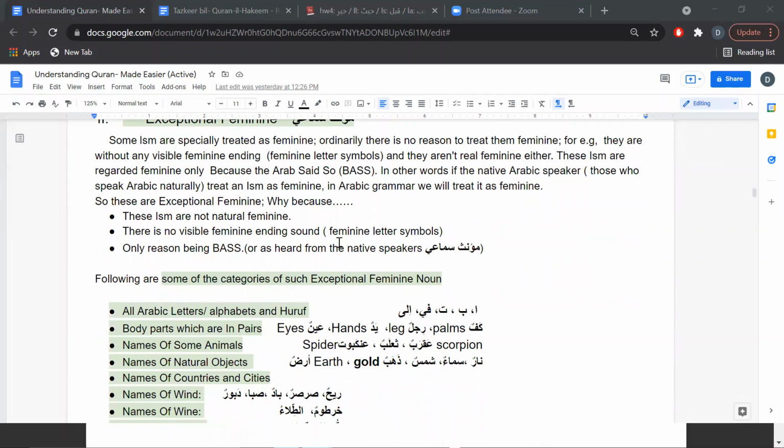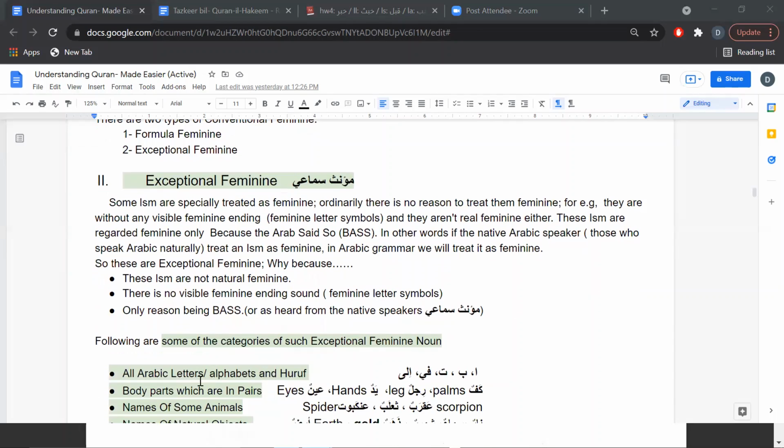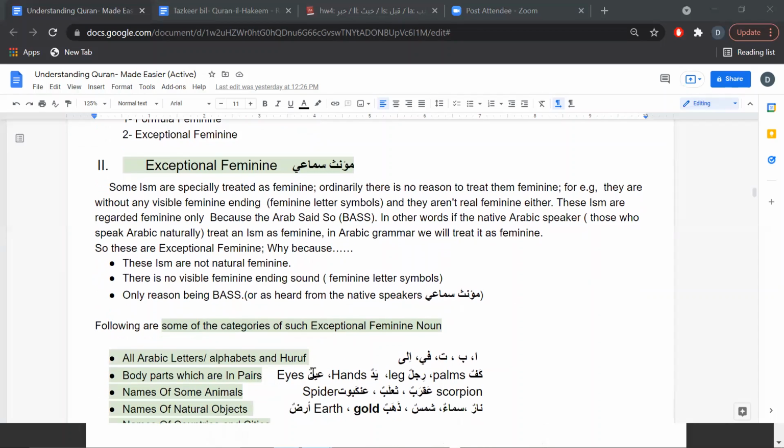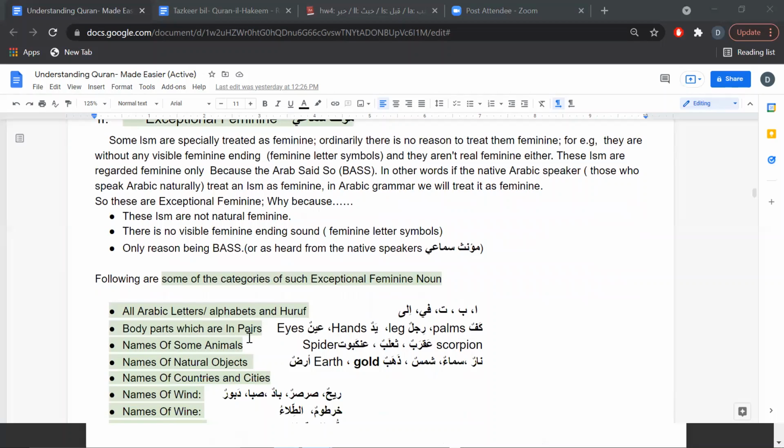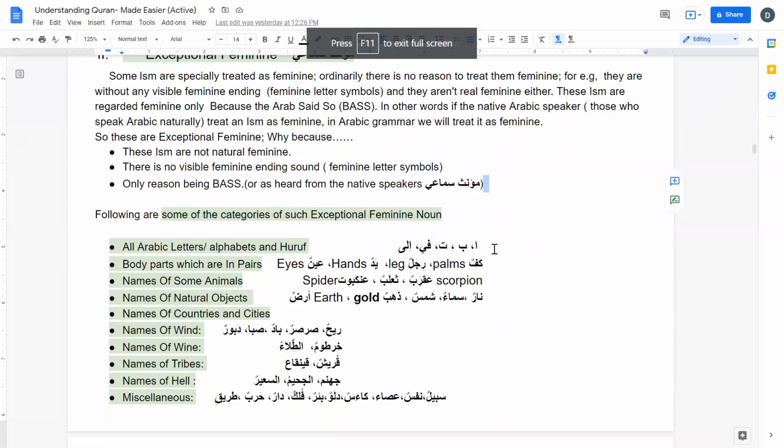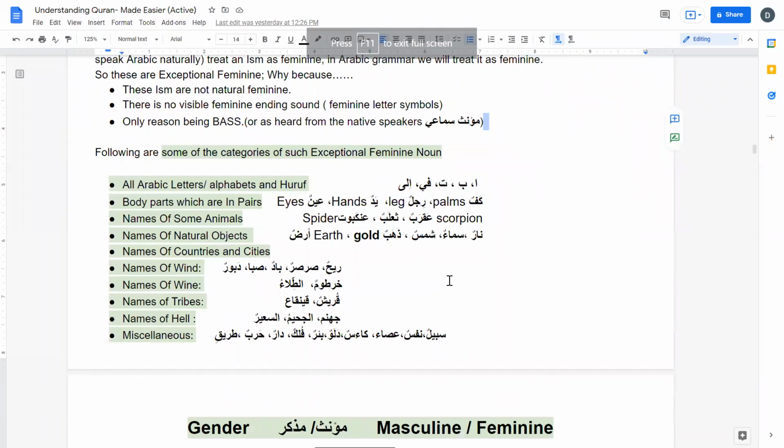So there are some categories, like all letters, alphabets, and huruf are feminine. Body parts which are in pairs are also feminine. Which body part is in pair? Arms and legs, shoulders, ears, eyes. So these are like palms, kafun, leg, rijlun, yadun, yadani. You have seen yadani, right? Ainani. So these are feminine.